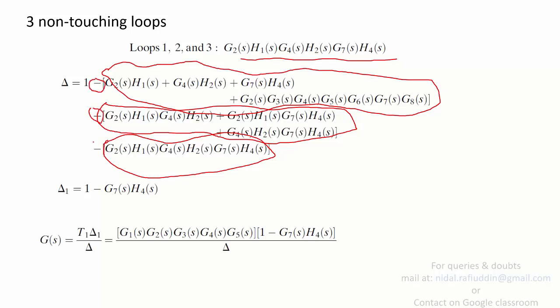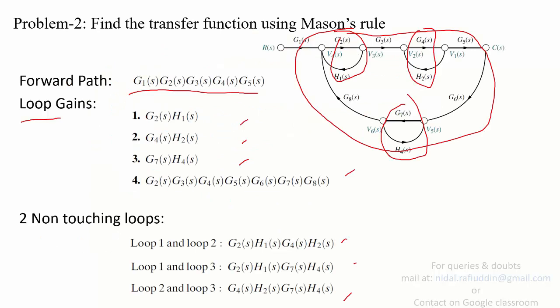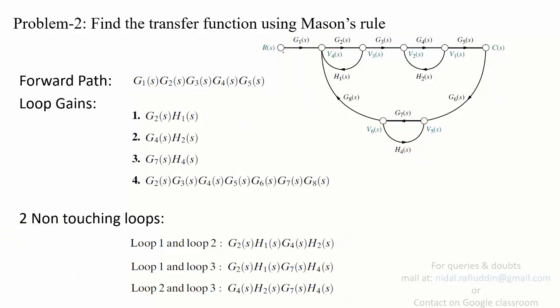Similarly, for delta 1, you will have to identify the SFG that doesn't touch T1. If you look at the same figure, you identify T1 as this particular path. So let me clear the mess. If you see the first forward path, which is nothing but this, the part of the SFG that doesn't touch this forward path is nothing but this particular loop.